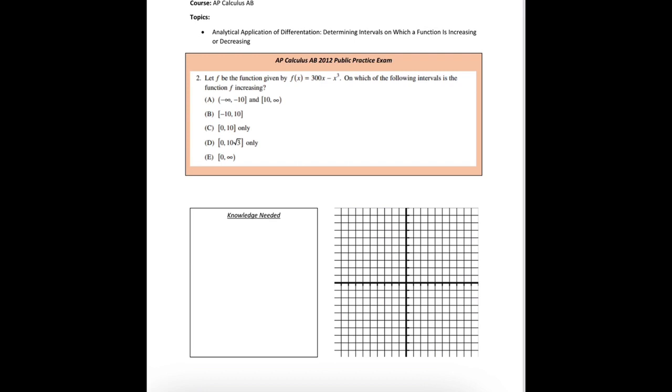First thing you need to be able to do is you need to know how to calculate a derivative. In this case, using exponential rules.